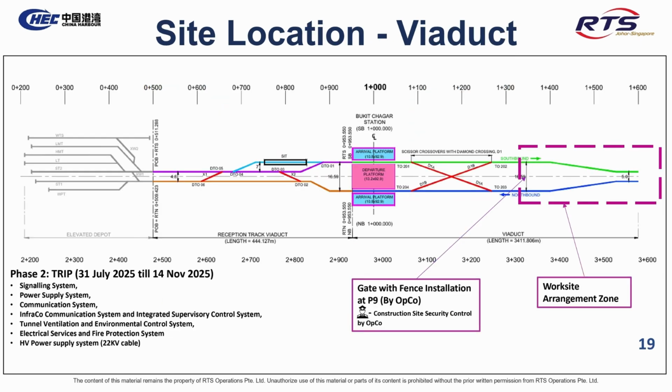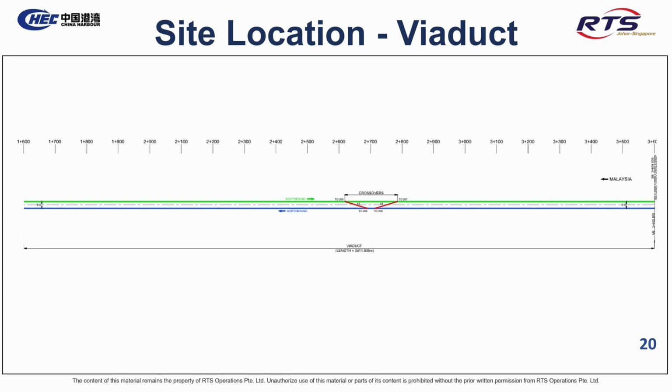Slide 19, Site Location Viaduct. This slide shows the viaduct track layout from the depot to Bukit Shagar Station. Phase 2, Trip works include systems for signaling, power, communication, and fire protection. Access is secured by OPCO at P9, leading into the worksite arrangement zone.